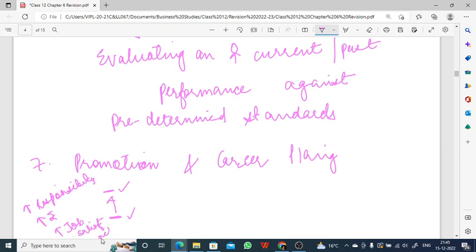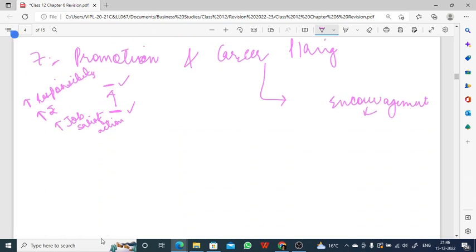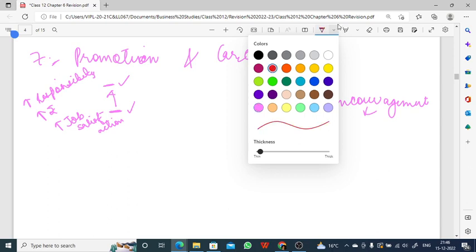But we cannot just promote every person. We'll have to see, based on the performance appraisal, that this will happen. And then you'll also be able to plan the career in advance, like next year this is what we are planning for you, there is some opportunity coming, maybe in a couple of years abroad, so that the employee is encouraged, to see the bigger picture in the upcoming years.